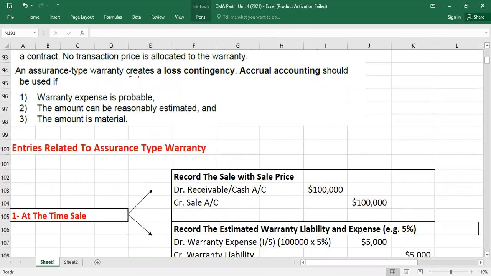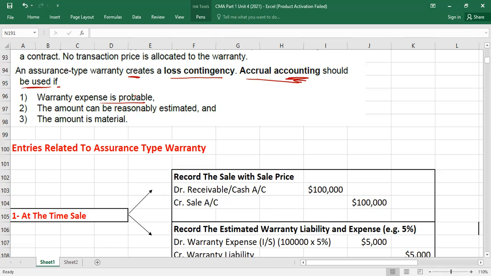Assurance type warranty creates a loss contingency. What is a loss contingency? I will explain, don't you worry. And we follow which accounting? Accrual accounting should be used if... What is accrual accounting? I will explain. Let me just read 3 statements first. We will accrue the liability and expense, I'm using both words, if the warranty expense is probable. Probable means there are high chances that the customer will come and claim for the warranty.